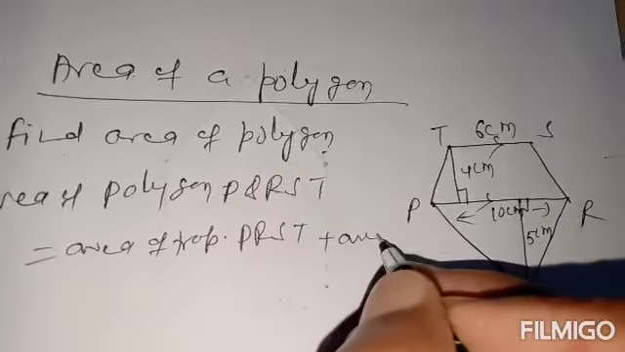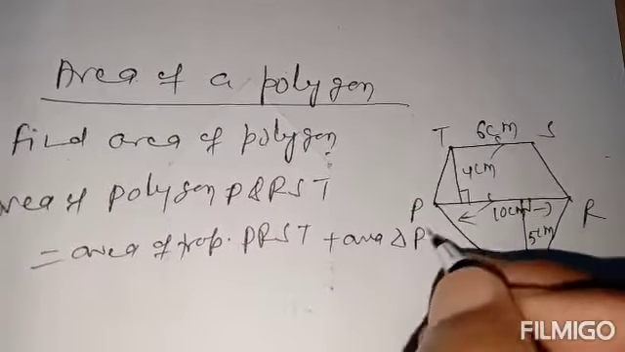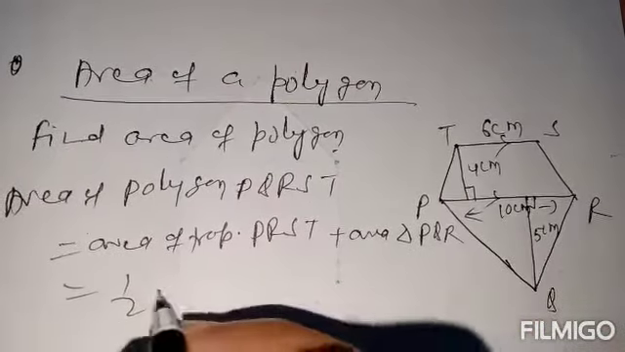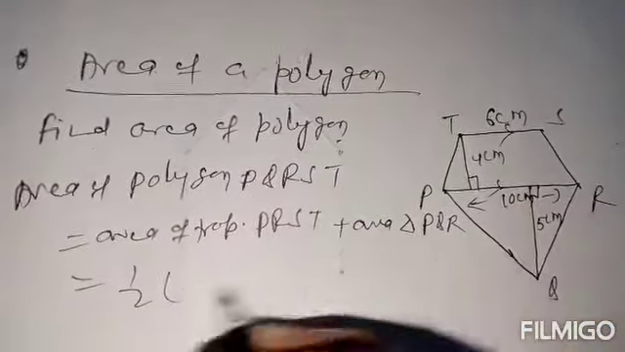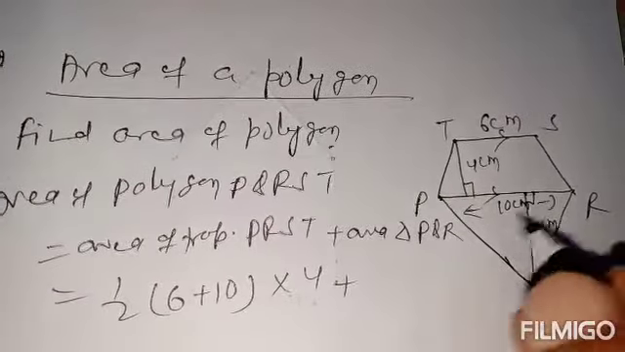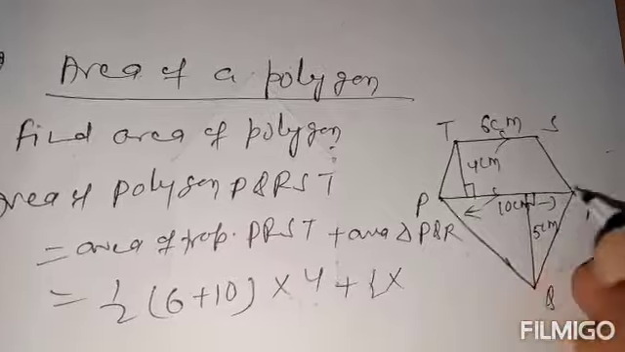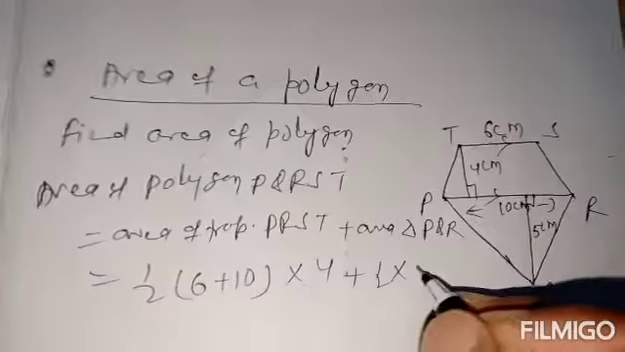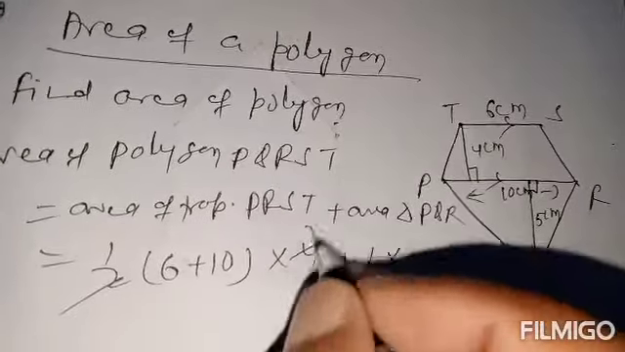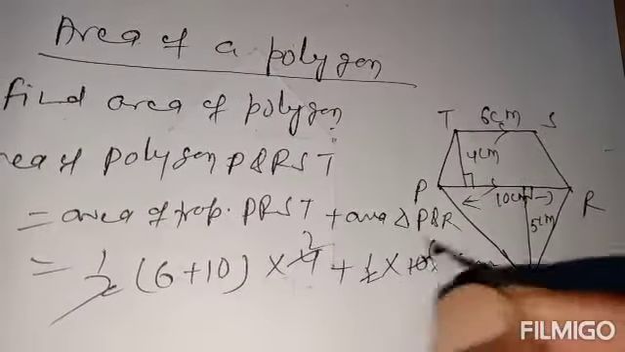plus the area of triangle PQR. So for the trapezium, we know it is half into the sum of parallel sides, so the sum of parallel sides is 6 plus 10, into height, plus the area of triangle is half into base into height. Base is PR, which is 10 centimeter, and height is 5 centimeter square. 2 2s are 4, 2 5s are 10.